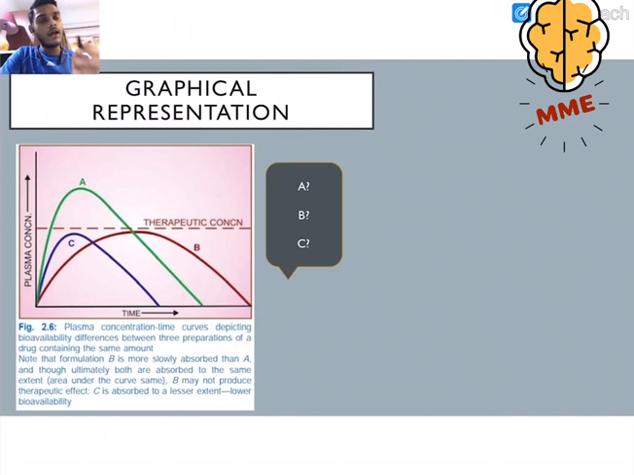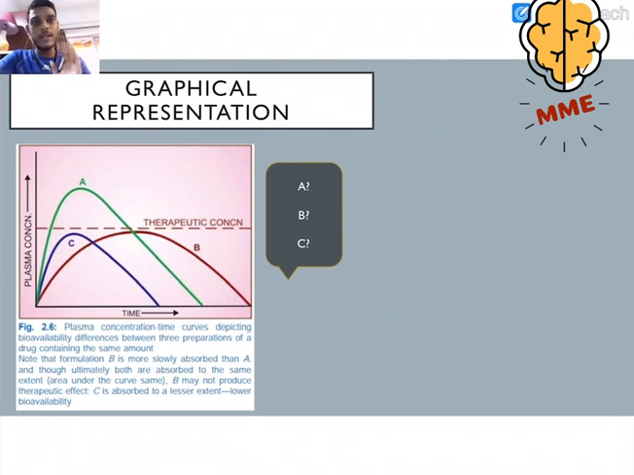Okay. Now this is another curve, which you are often asked to interpret both in your viva tables, and you can include them within your theory answers as well, to beautify the answers first. Okay. So let us read this graph. This graph gives us the plasma concentration versus time curves for three preparations. Now these three preparations or formulations can be of the same drug, or of different drugs as well.